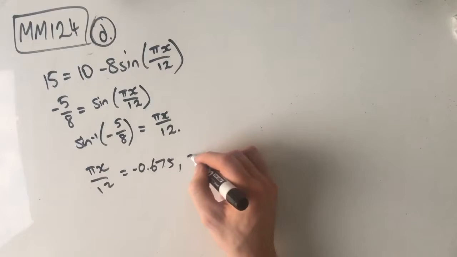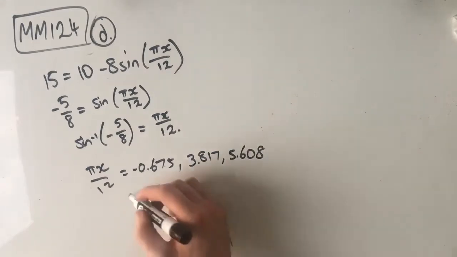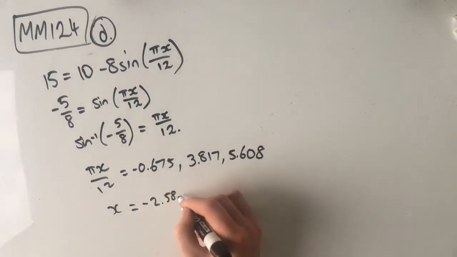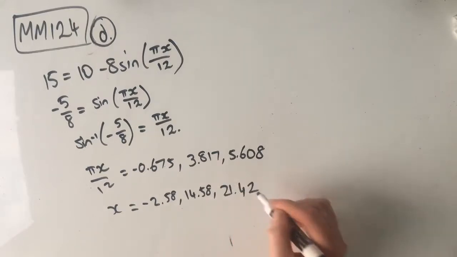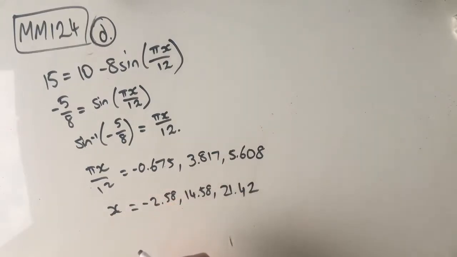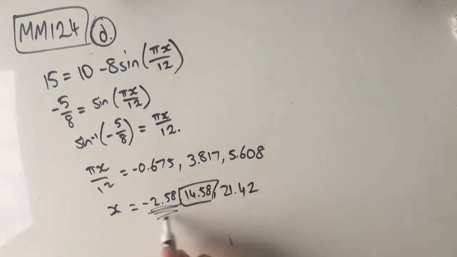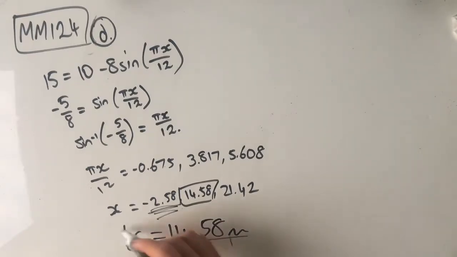-0.675, 3.817, and 5.608 because of our domain here. And that means that x is equal to -2.58, 14.58, and 21.42. Because our x value has to be greater than 0, the first time it reaches 15 meters is at 14.58, because x can't be negative here. X has to be greater than 0, which means that x is equal to 14.58 meters. This is correct at 2 decimal places.